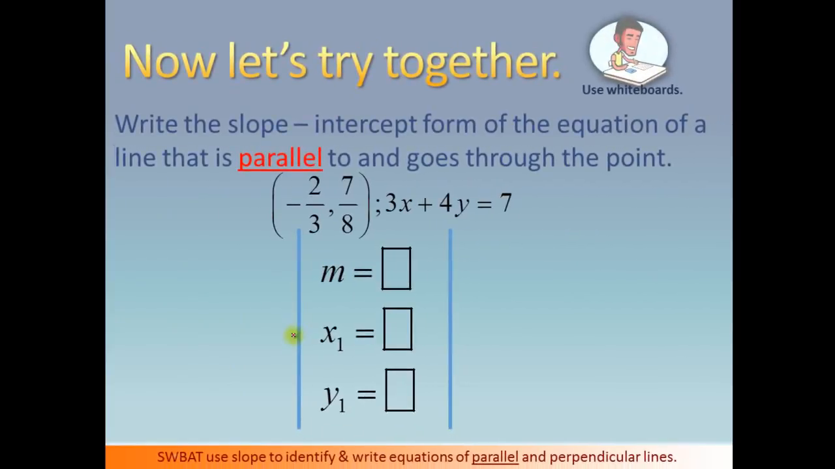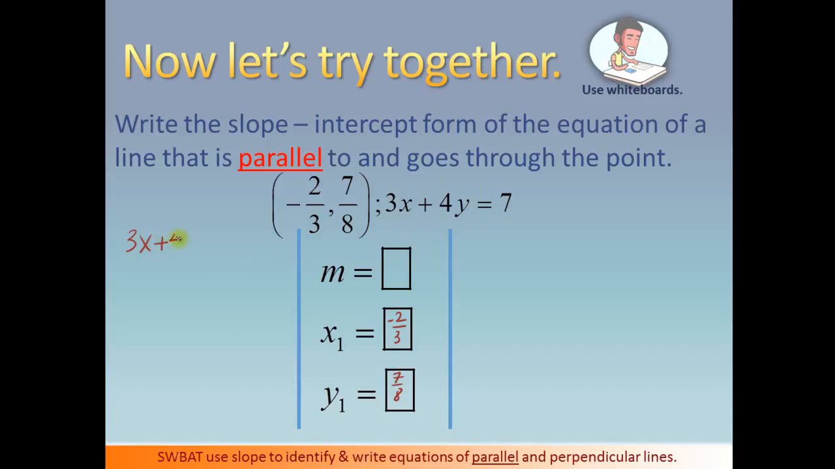Now we're looking at parallel. So similar idea. We still need our slope, our x1, y1, and in this case you're given the point, so you don't have much of a choice. We have -2/3 for our x1, 7/8 for our y1, but we're missing our slope. So we need to find the slope from here, and we know that parallel lines have the same slope. So let's go ahead and solve for y.